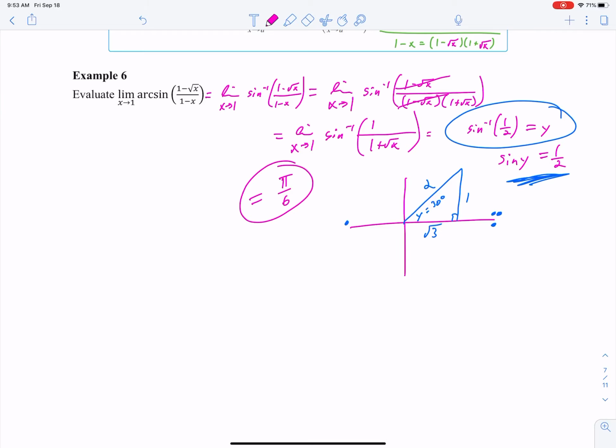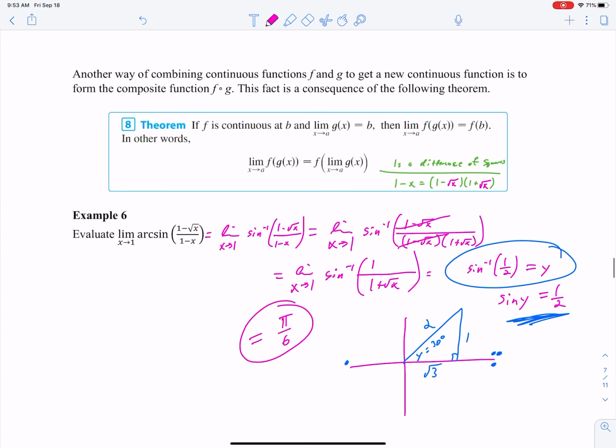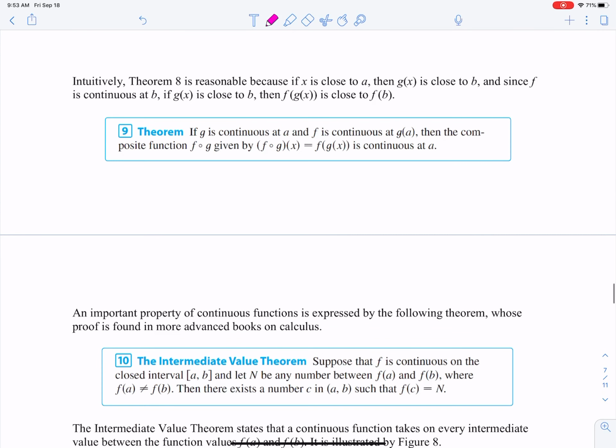All right, we're getting there. Intuitively, theorem 8, the one we just did up there, is reasonable because if x is close to a, then g of x is close to b, and since f is continuous at b, if g of x is close to b, then f of g of x is close to f of b. Another theorem here, make sure you know this one. If g is continuous at a, and f is continuous at g of a, then the composite function f of g is also continuous at a.